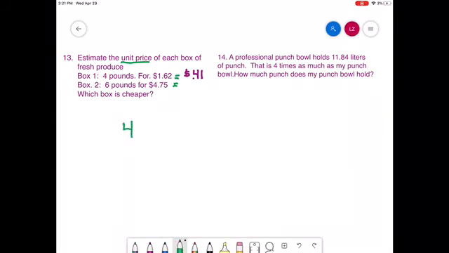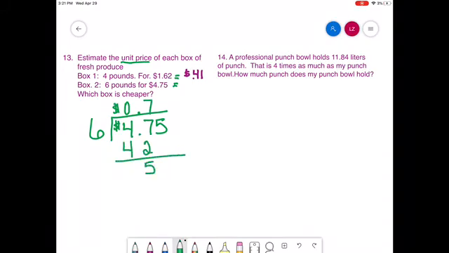We've got $4.75 divided by 6 pounds. Okay, let's do the first thing we always do. Move the dollar sign and the decimal up. 6 does not go into 4. 6 does go into 47. How many times? 7. That's 42. Subtract. 5 is less than 6. So we can bring down the next 5.